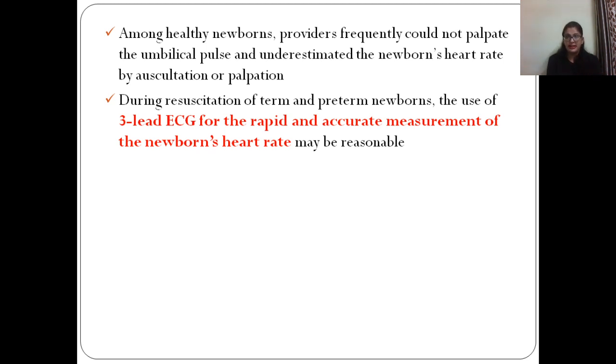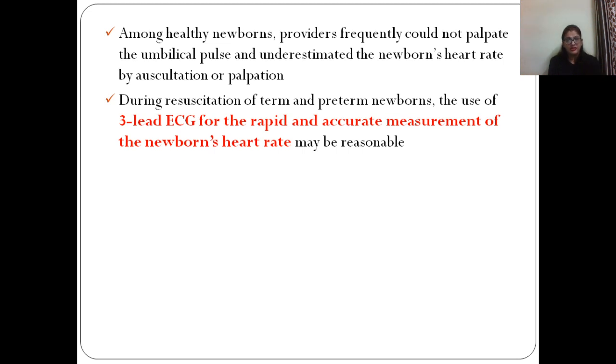So if, for example, you palpate 6 beats in 6 seconds, the heart rate would become 60. If you palpate or auscultate 8 heartbeats in 6 seconds, you get the heart rate as 80. So you do it just for 6 seconds.